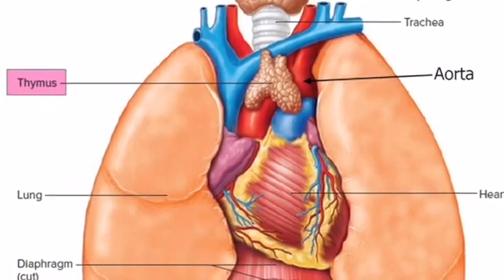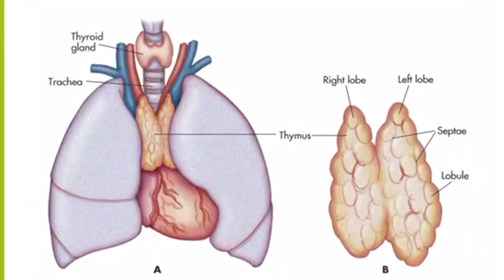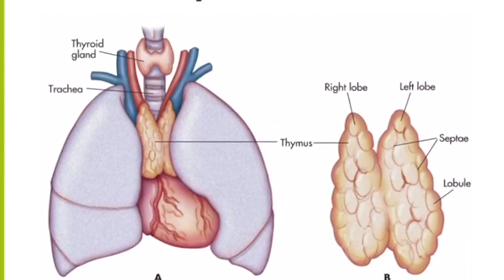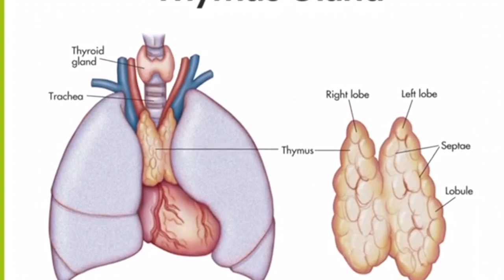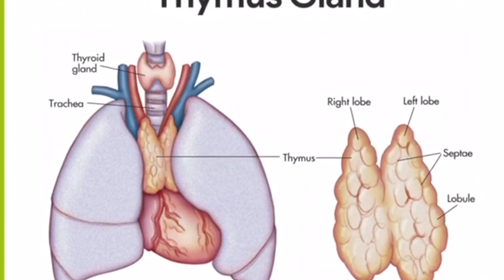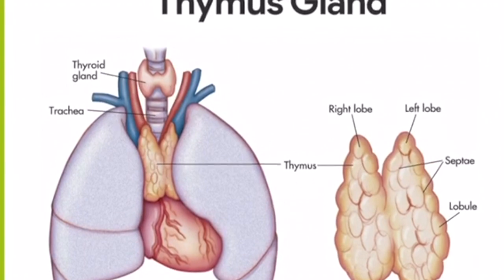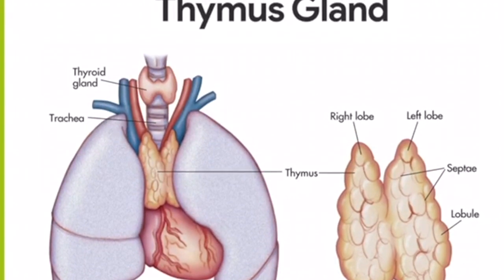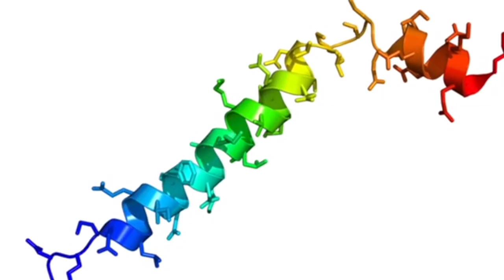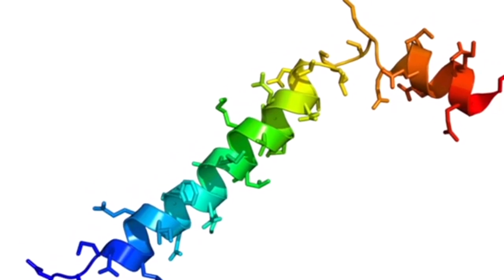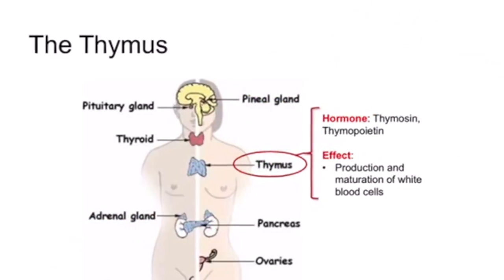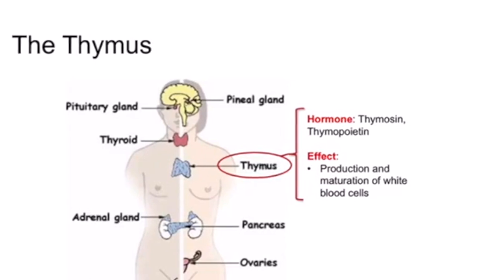Thymus. The thymus is located in the upper anterior part of your chest, directly behind your sternum and between your lungs. The hormones produced by the thymus are thymosin, thymopoietin, and PTH. These hormones are short polypeptides and amino acids. What does thymosin regulate and control? Thymosin stimulates the development of disease-fighting T cells.